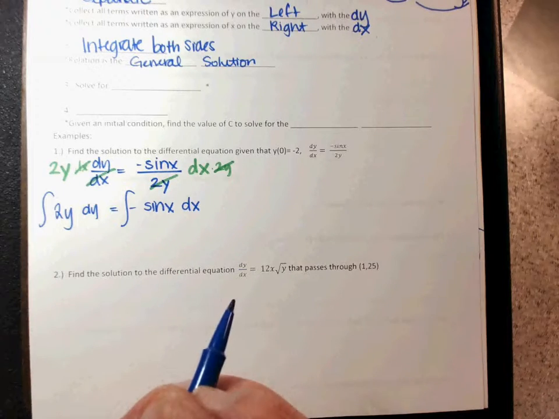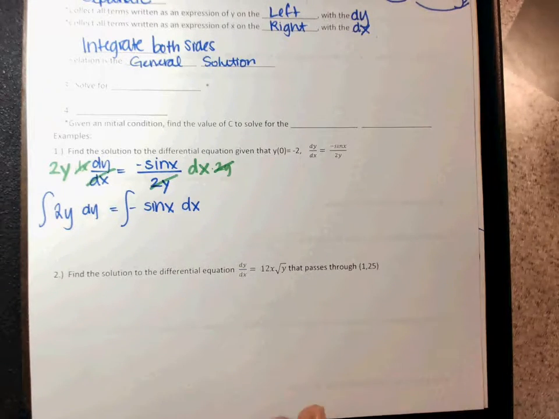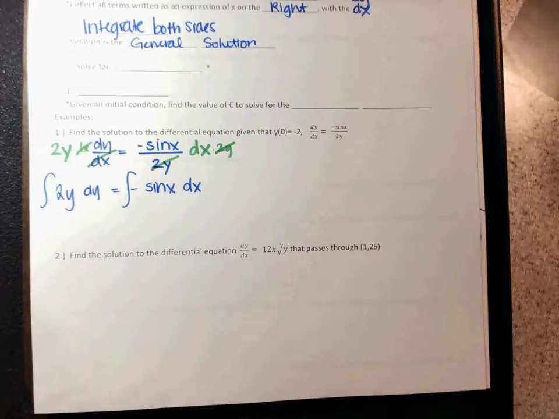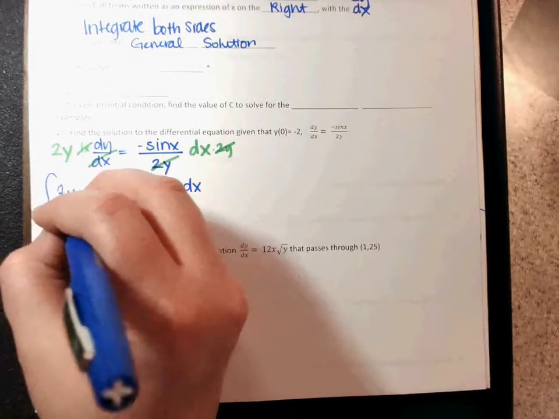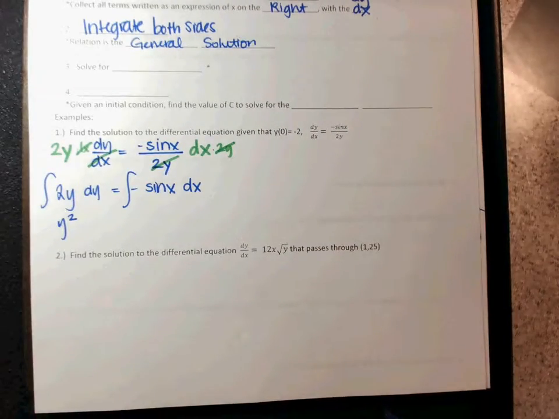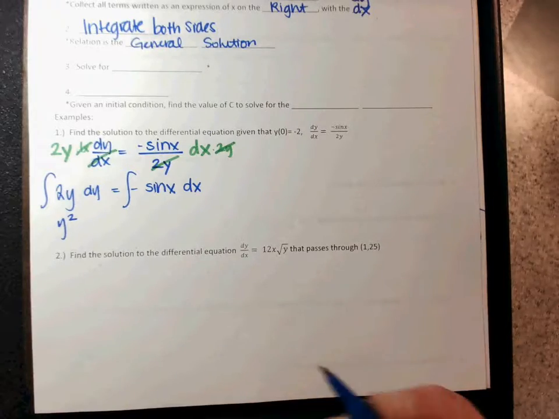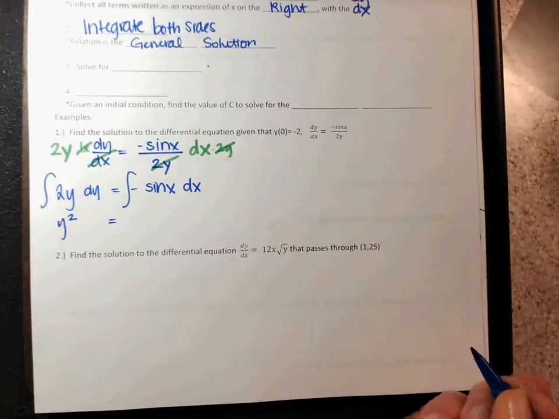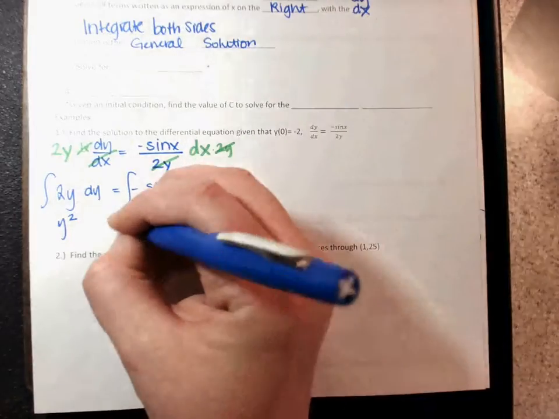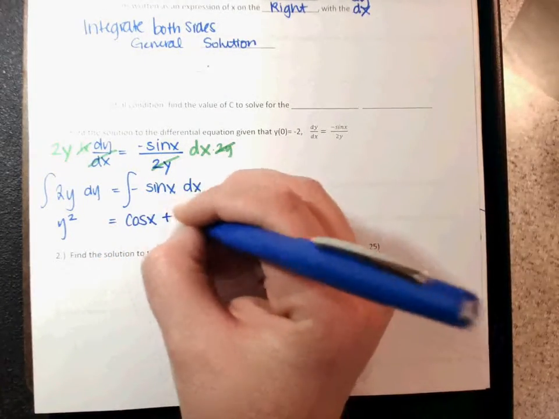So it would be y squared, right? We're doing the antiderivative, and then divide by 2, so it'd just be y squared. Other side, what's the integral of negative sine x? Cosine x plus c.